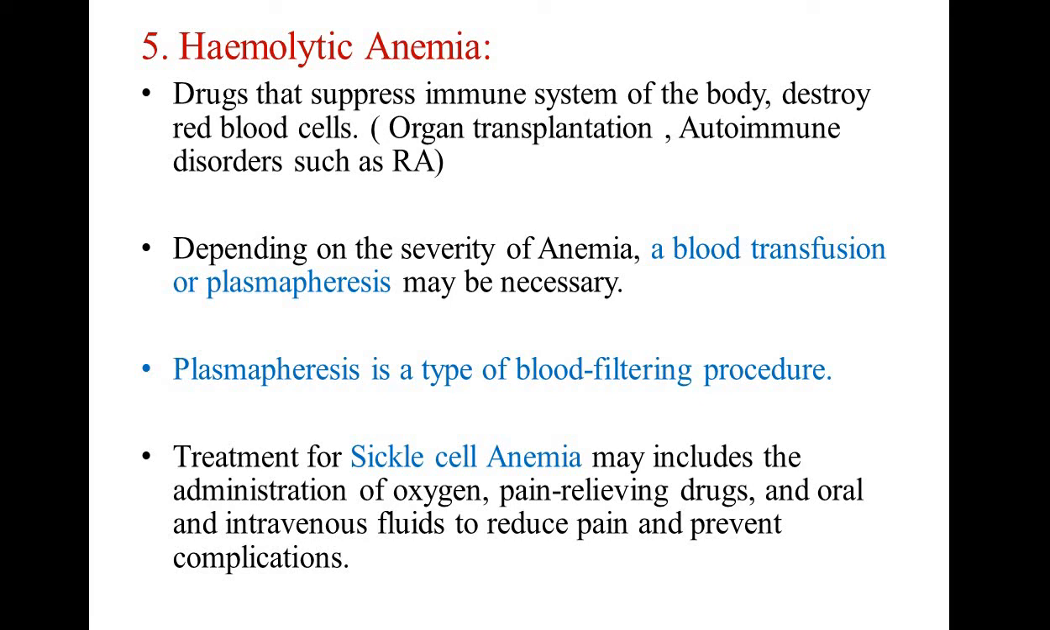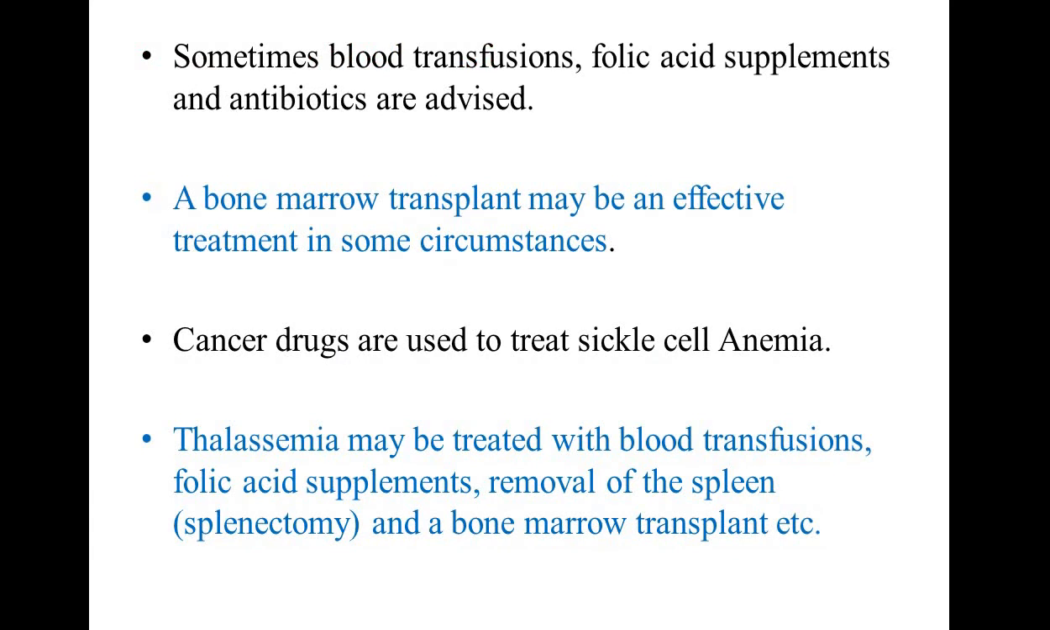Treatment for sickle cell anemia may include administration of oxygen, pain relieving drugs, and oral and intravenous fluids to reduce pain and prevent complications. Sometimes blood transfusion, folic acid supplements, and antibiotics are advised to the patient. A bone marrow transplant may be an effective treatment in some circumstances. Cancer drugs are used to treat sickle cell anemia.